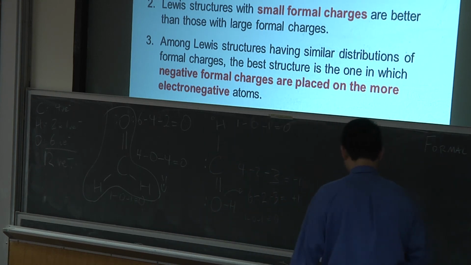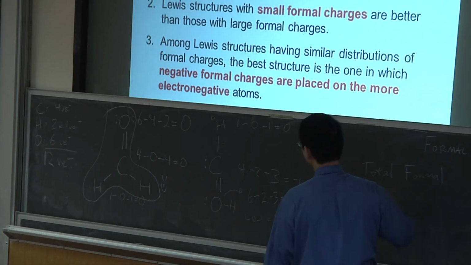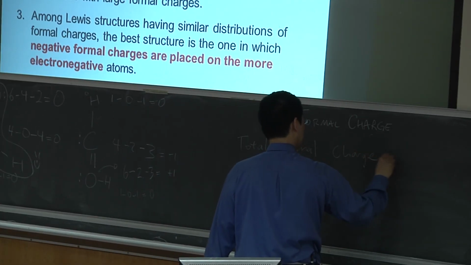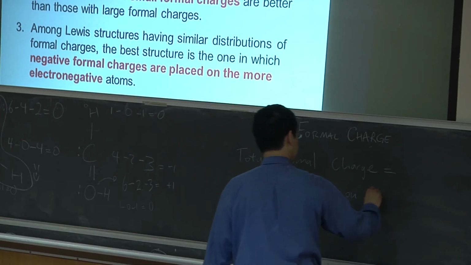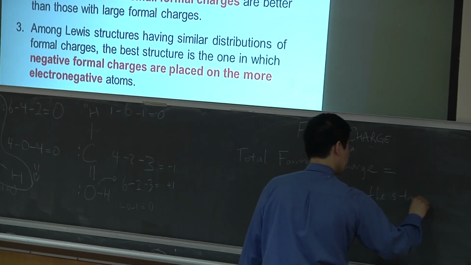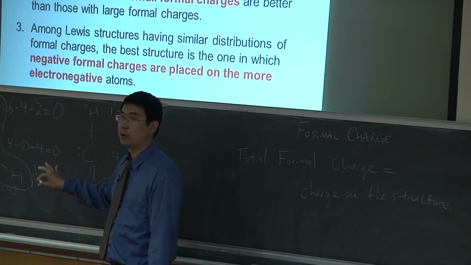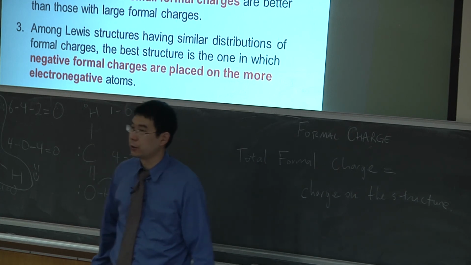And one more thing is the total formal charge. If you add up all the formal charges, it equals the charge on the structure. So these are neutral, right? These are molecules. The total charge on the structure is 0. You add up the formal charges, they're going to be 0.